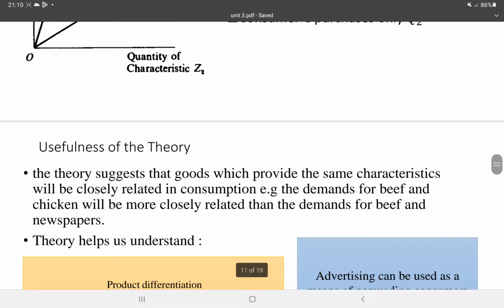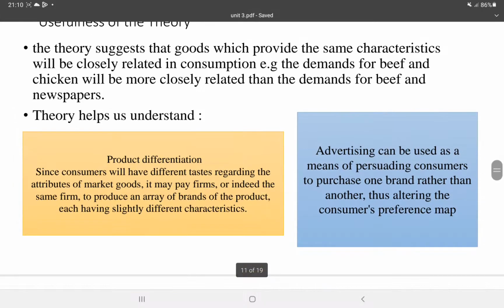Now, let's look at the usefulness of the Lancaster's model. Is the Lancaster's model useful? Yes. The theory suggests that goods which provide the same attributes or characteristics will be closely related in their consumption. Let's say the demand for beef and chicken will be more closely related than the demand for beef and newspapers. So the theory helps us to understand that goods that provide the same characteristics will be closely related in terms of consumption.